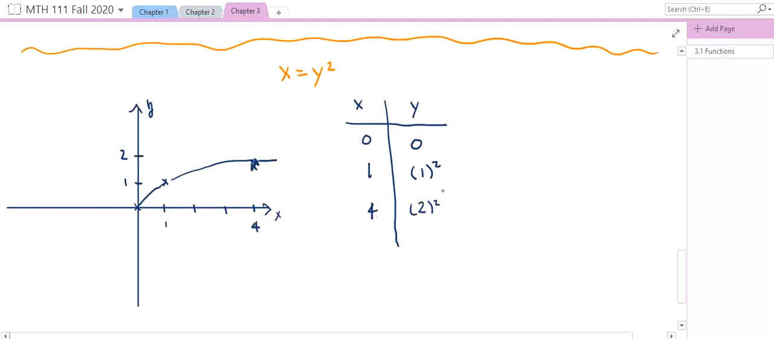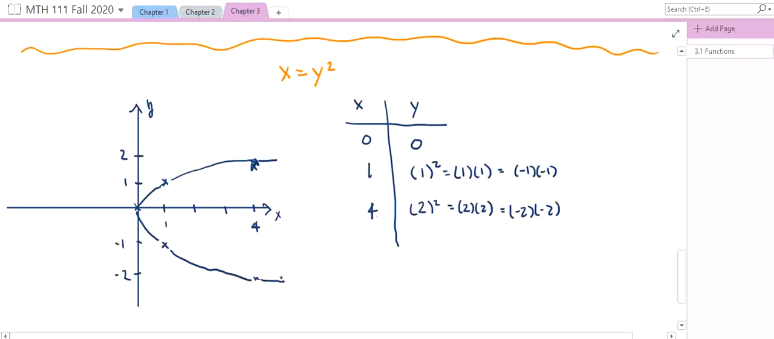There's a problem here because this is the same thing as 1 times 1. This is 2 times 2. But also, minus 1 times minus 1 equals 1. And minus 2 times minus 2 equals 4. So we actually have points down here too. Minus 1, minus 2.